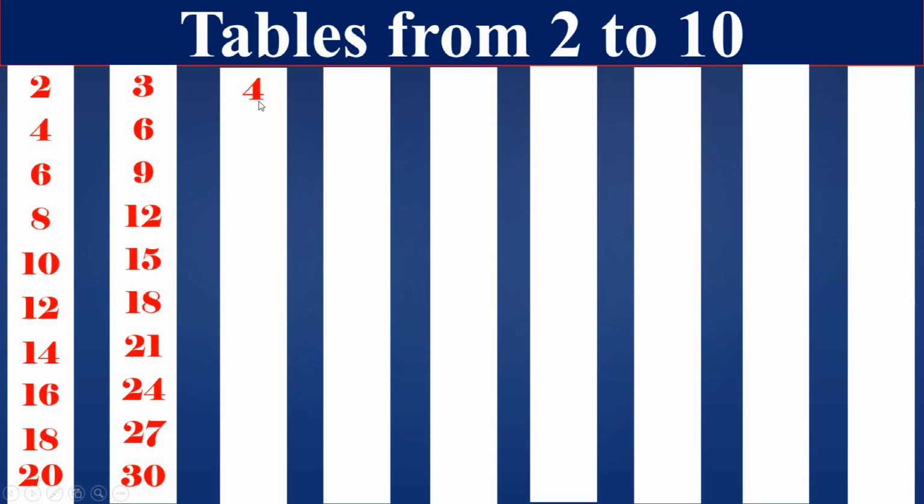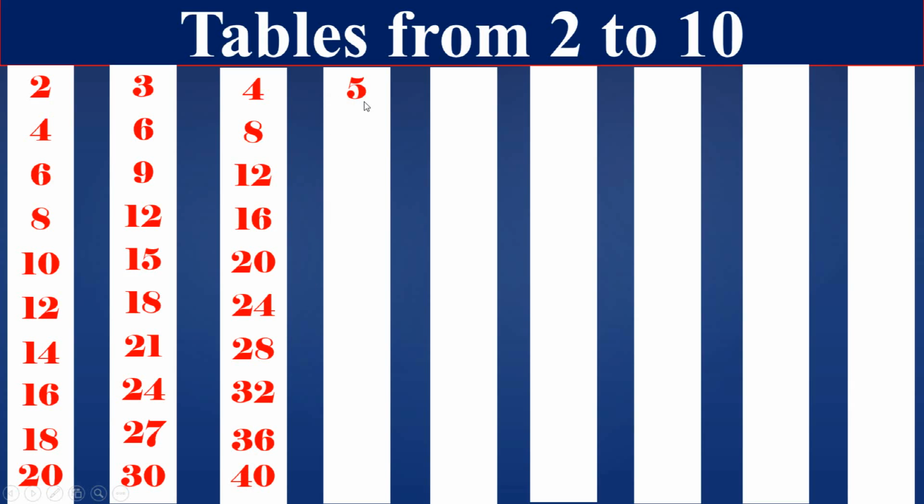4 times 1 is 4. 4 times 2s are 8. 4 times 3s are 12. 4 times 4s are 16. 4 times 5s are 20. 4 times 6 are 24. 4 times 7s are 28. 4 times 8s are 32. 4 times 9s are 36. 4 times 10s are 40.